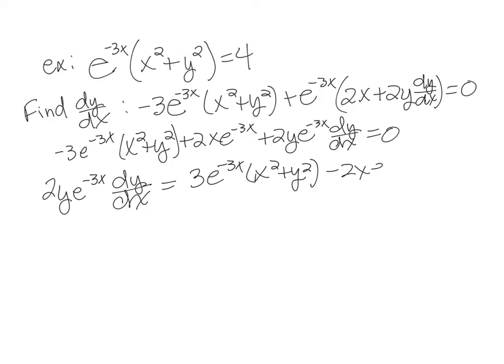minus 2x e to the minus 3x. Now you see there's only two terms there, and they both have an e to the minus 3x, which I'm going to factor out because when I divide, I'm going to have that in my denominator.